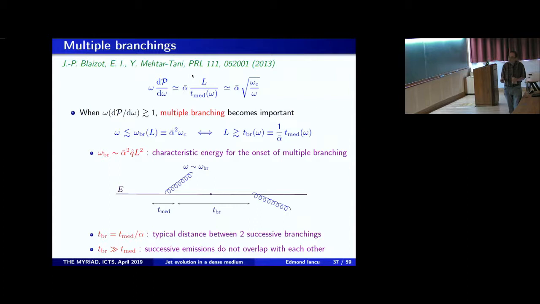Vice versa, if I fix the energy, I say, okay, I want to look at the emissions with a given energy omega, then in order for that gluon to be emitted with probability of order one, the medium should be large enough. The size L should be larger than what's called the branching time, depending upon omega, which is a condition like this. You see, the branching time is equal to 1/α times the formation time. So what is this branching time? It's a typical time between two emissions with energy omega. If omega is more than omega branching, this branching time is less than L, and I can have multiple such emissions. If, on the other hand, t branching is much bigger than L, I won't have one emission and even less. Yes?